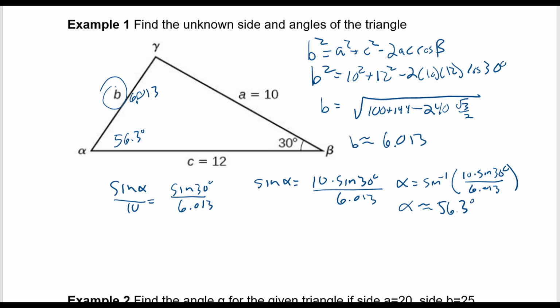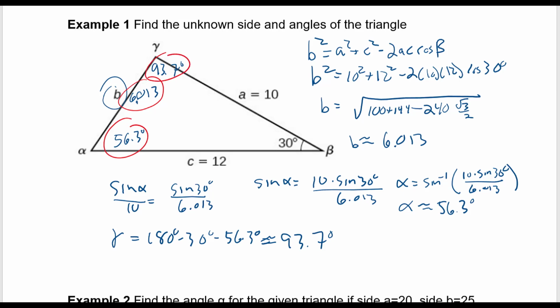And now probably the easiest calculation we're going to do is our gamma is going to be equal to 180 degrees minus 30 degrees minus 56.3 degrees. And for that, I get approximately 93.7 degrees. And there we go. We found all the parts of the triangle. So the stuff we calculated, this value, and this value.